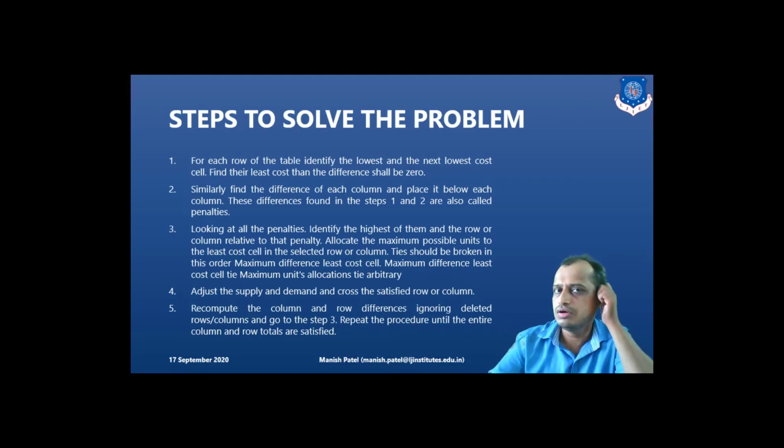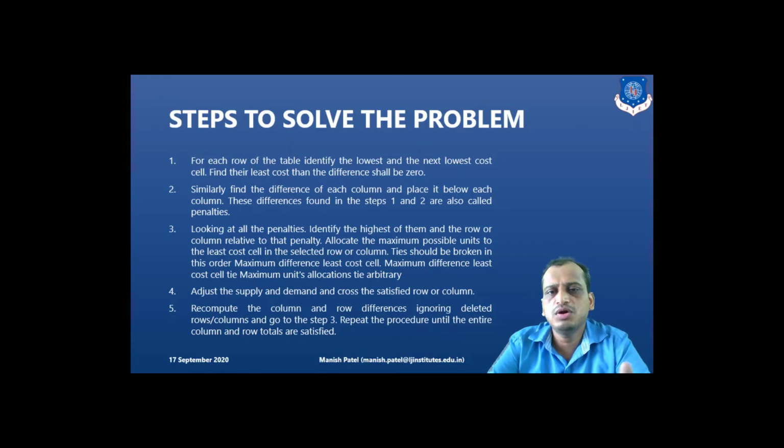Now what are the steps involved? Please listen to these steps because this is a bit complex in terms of calculation steps. So remember all these steps one by one so that you can easily solve the example. The first step is we have to identify the lowest and the next lowest cost. From the given transportation cost matrix, we will identify the lowest cost and the next lowest cost. And then we will find the difference. Clear? Next, we will place it next to the column or next to the row.